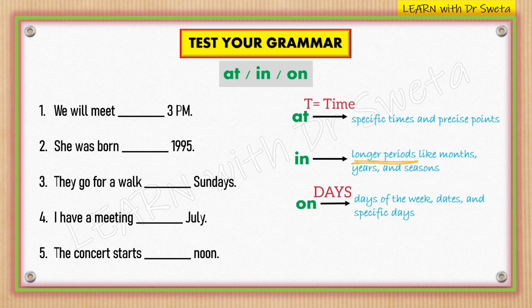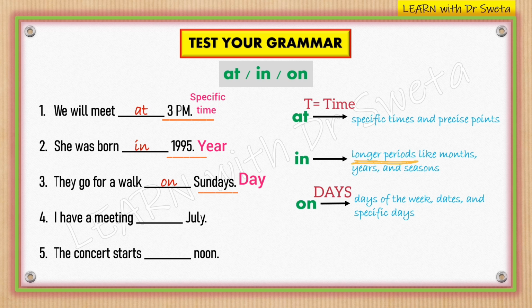Now let's solve this worksheet. We will meet blank 3 p.m. 3 p.m. is a specific time. So we will meet at 3 p.m. She was born blank 1995. 1995 is a year. So she was born in 1995. They go for a walk blank Sundays. Sundays, day. So we will use on. They go for a walk on Sundays.